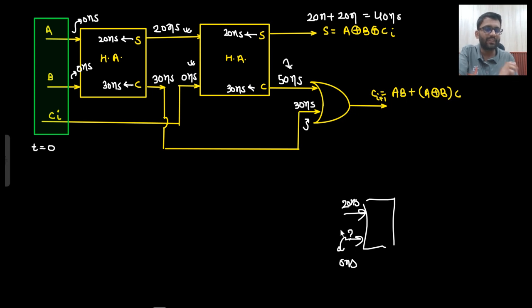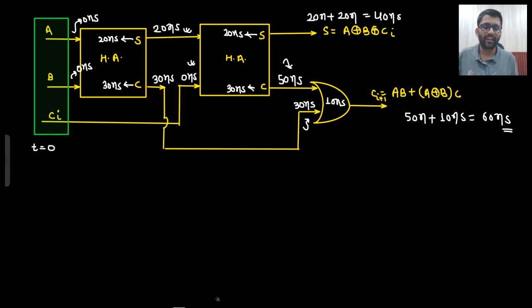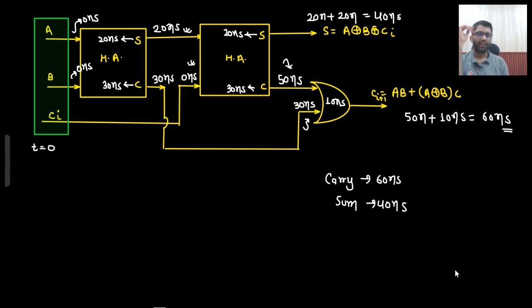So this guy was waiting for this guy, that when this guy comes, we start going. So this guy was waiting for this guy, right? Now when they start going, after 50 nanosecond they will start going, plus how much time they will take to cover this OR gate, 10 nanosecond time. So what will be the delay here? 60 nanosecond. So for the carry it will take 60 nanosecond time, and for sum it would take 40 nanosecond of time. That's the delay. Are you able to understand it?